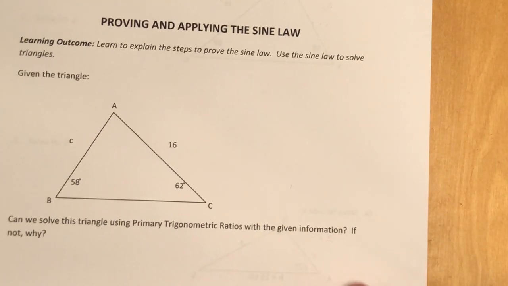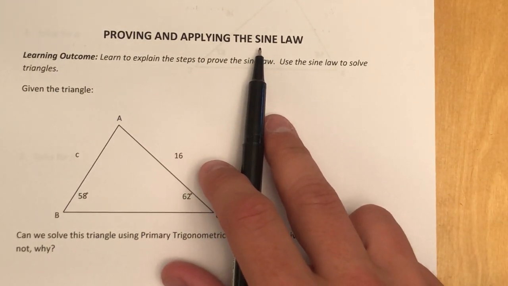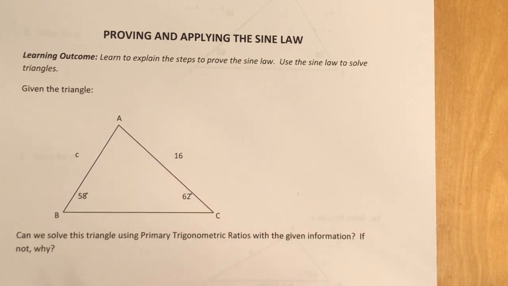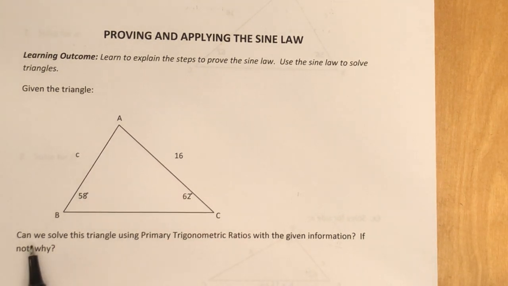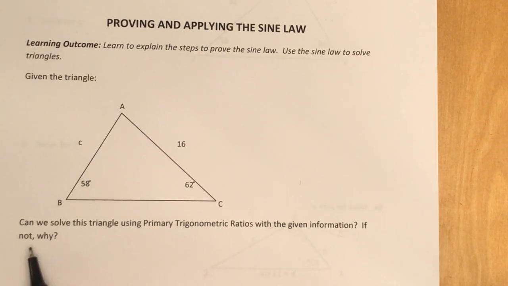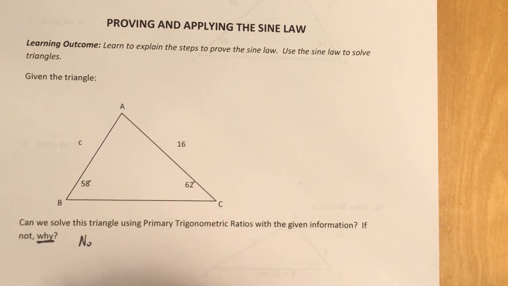So we're going to be looking at what the sine law is and how we can use it. If we're given this particular triangle right over here, this is not a 90-degree triangle. If you were asked, can we solve this triangle using SOH CAH TOA, the primary trig ratios, with the given information? You should have remembered earlier in the lesson that no, you can't. And why? Big question here. What did I say before?